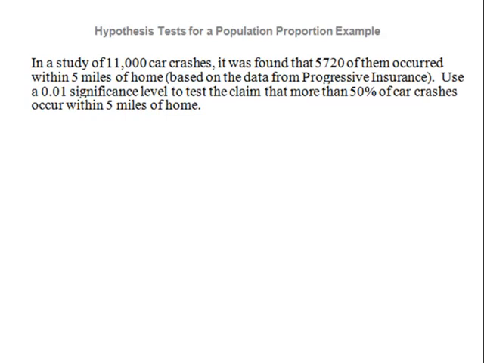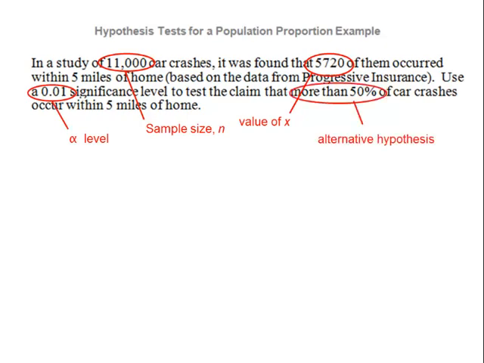So when you're doing a problem like this, you want to label the information that we're given. First thing is the 11,000, that's how many were in the sample. We're interested in the number of car crashes that occurred within 5 miles of home, and that was 5,720. The alpha level is 0.01, and the claim, more than 50% of car crashes, is the alternative hypothesis.